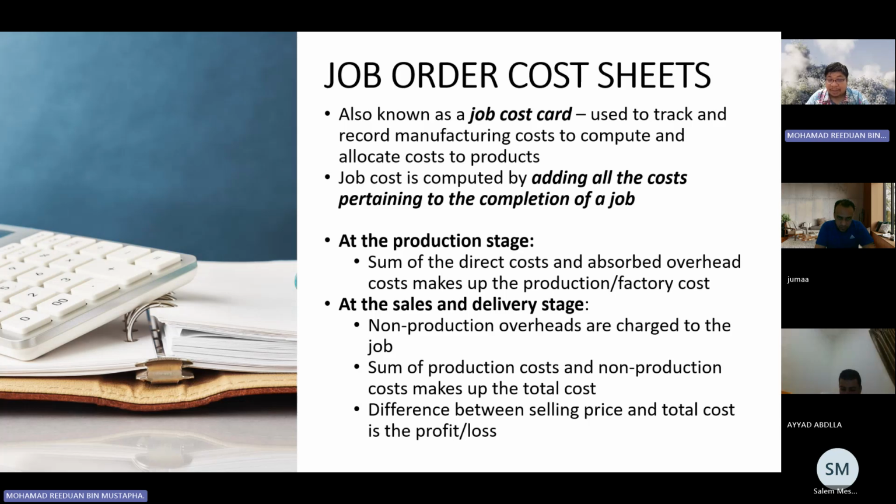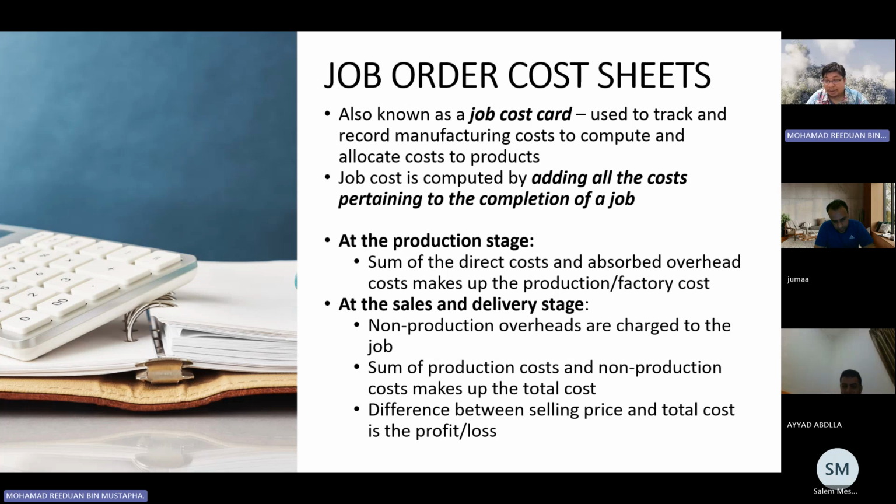So at the production stage, the sum of the direct costs and absorbed overhead costs make up the production or factory costs. And then at the delivery stage, non-production overhead is charged to the job, because the delivery and the sales are actually done for the particular job order. So the sum of production costs and non-production costs make up the total cost. The difference between the selling price and total cost is the profit, or else a loss. So either you can get a loss because of this.